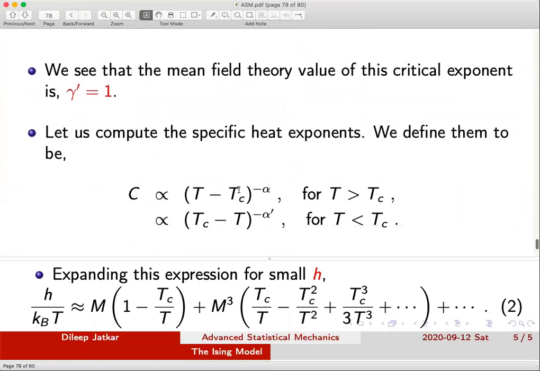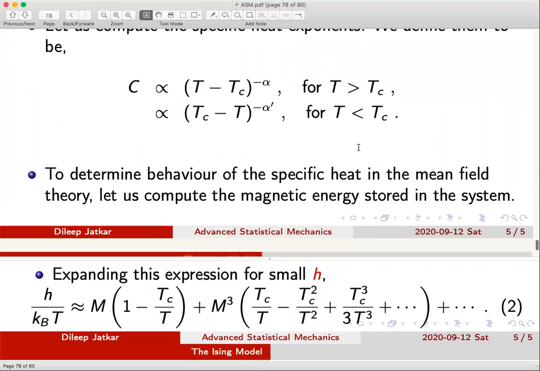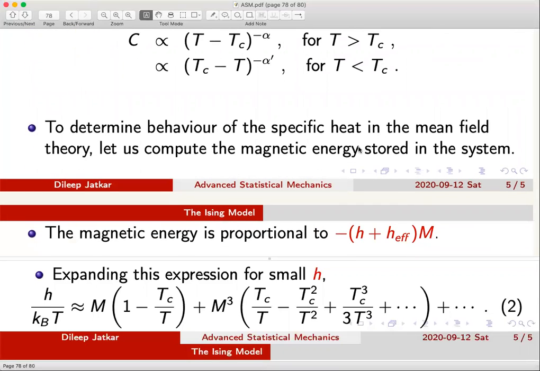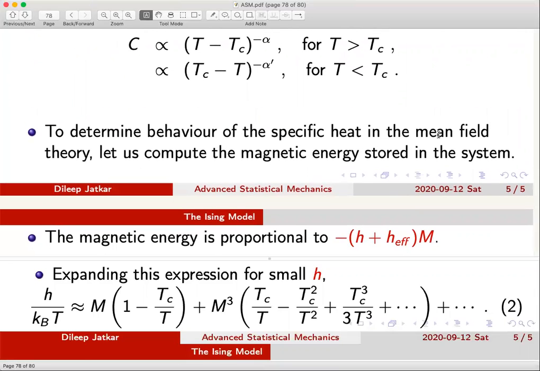We can compute the specific heat of the system, and the exponents corresponding to the specific heat are defined in the following way. C is proportional to T minus Tc to the minus alpha if temperature is larger than Tc, and it is proportional to Tc minus T to the minus alpha when temperature is less than Tc. That is just the definition. Now we can determine this behavior by studying the magnetic energy of the system. So what is the magnetic energy stored in the system? We'll first derive that, and then using that we can derive the specific heat of the system.